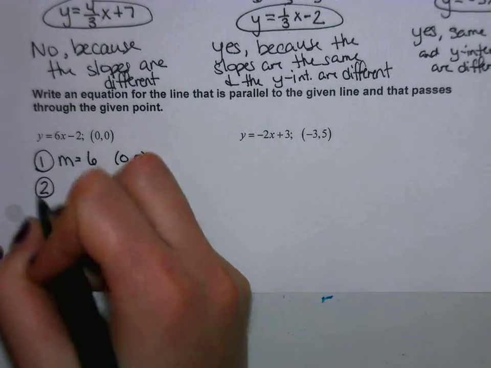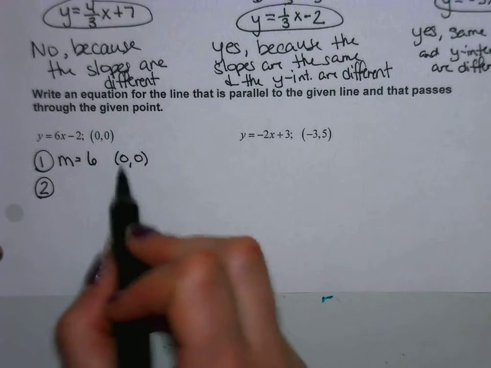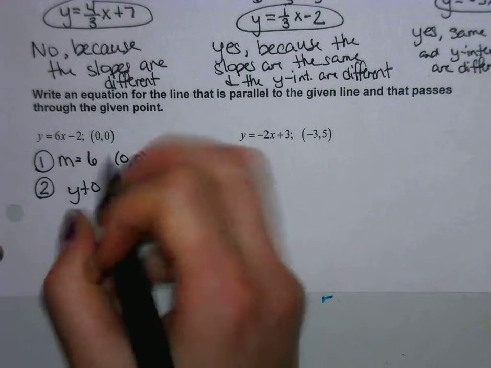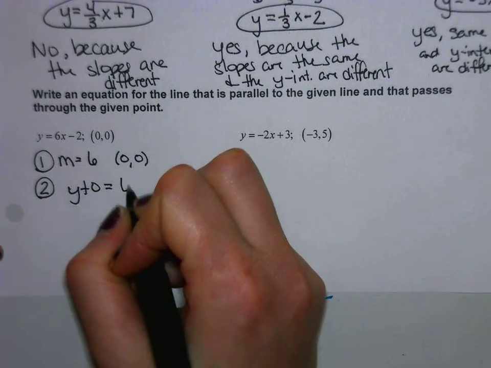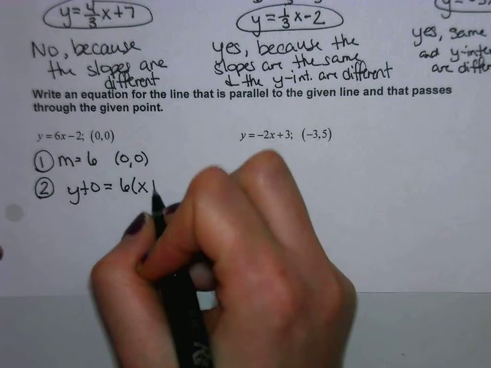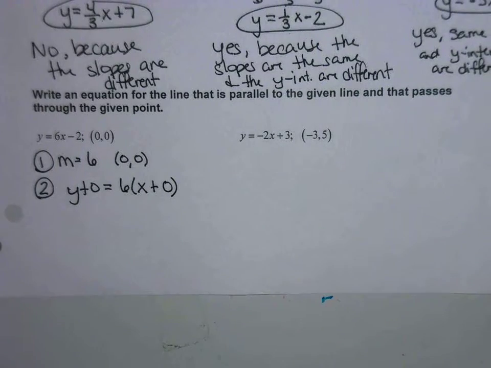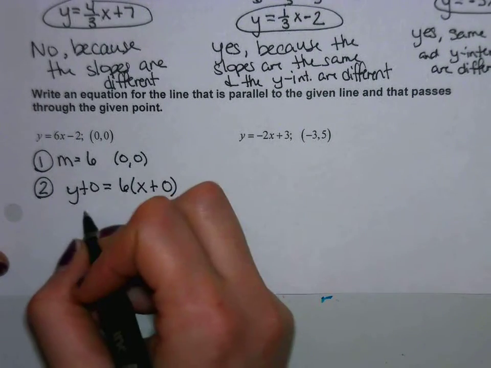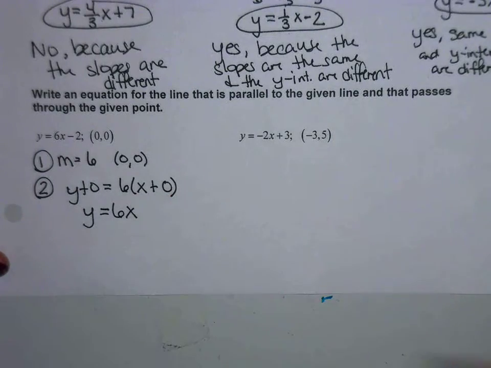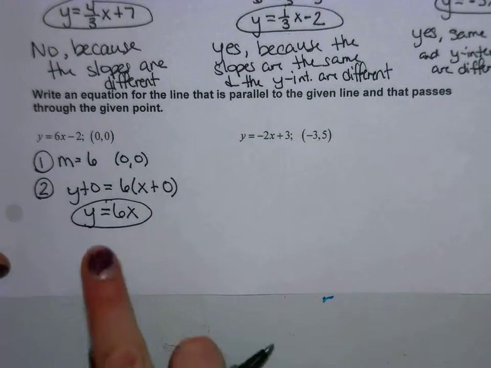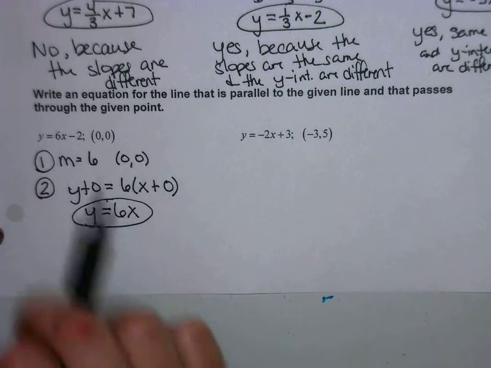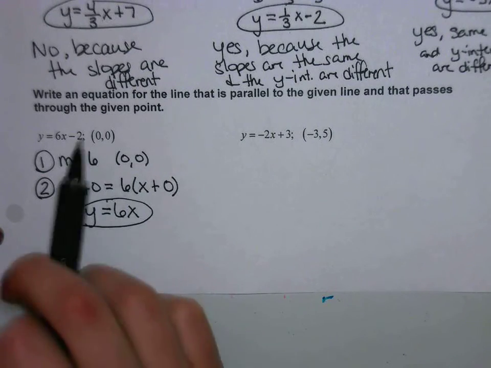Then our second step is to write this in point-slope form because we are given a point and we're given a slope. So we're going to have y, our y value is 0, equals our slope of 6 times the quantity of x plus our x value, which is 0. But we make sure we simplify this. y plus 0 is y. x plus 0 is just an x. So we're left with y equals 6x. Now we know that these two equations are going to be parallel to each other because they have the same slope but different y-intercepts.